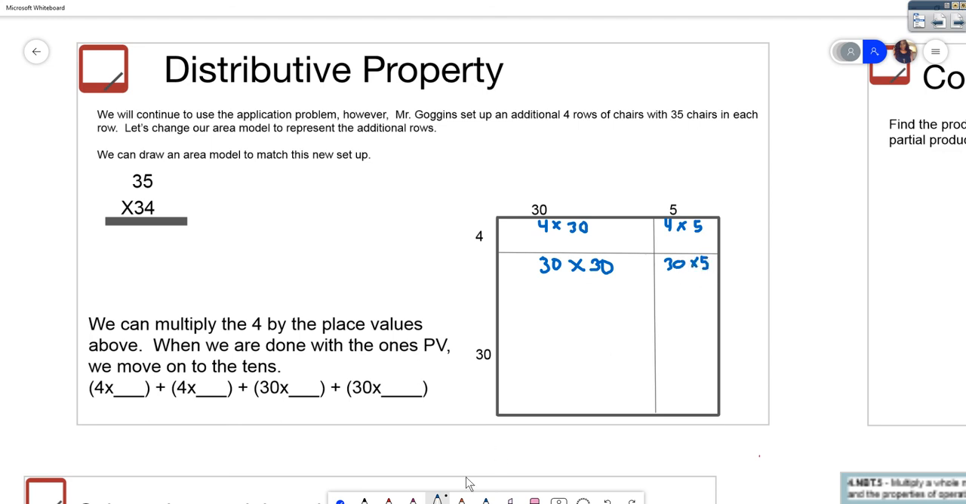Now we're going to fill in the blanks. You're going to tell me what actually is that number. So 4 times 30, how we do this strategy is by saying 4 times 3 with a 0 at the end. 4 times 3 is 12. With a 0 at the end is 120. So 30 times 4 is 120. Next, we're going to multiply 4 times 5. 4 times 5 is 20.